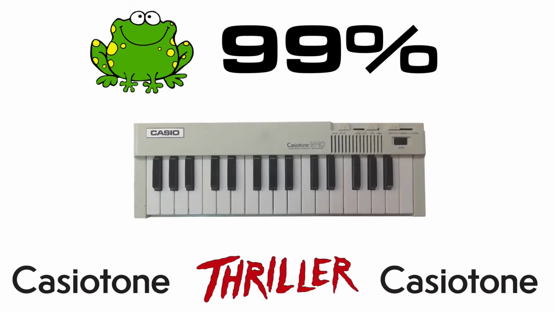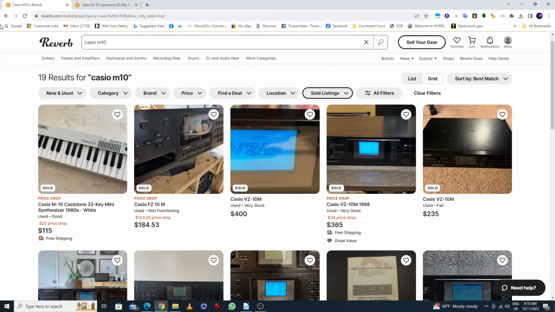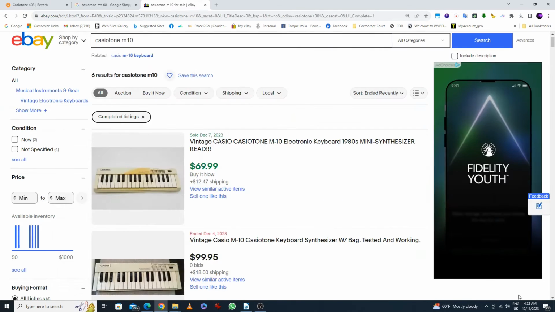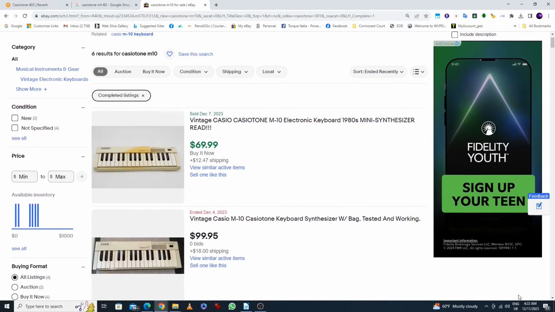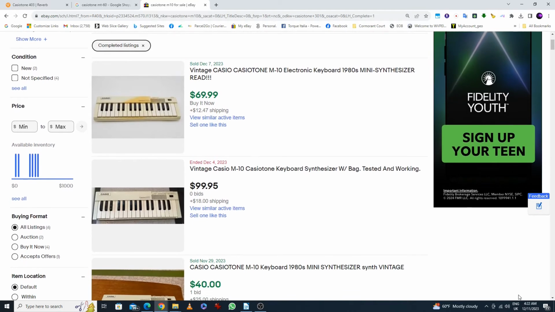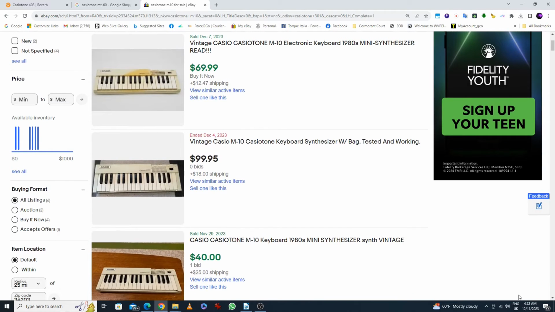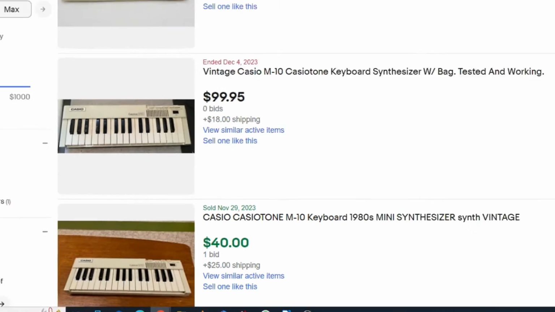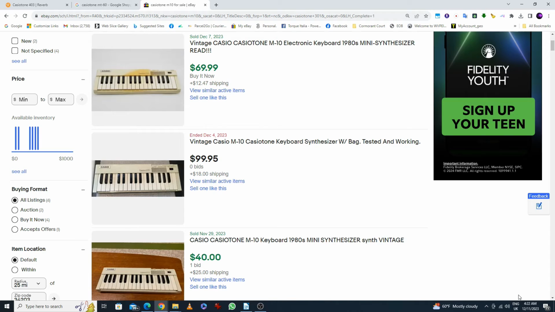Lastly, let's check out the M10. Reverb shows just a single sold listing at $115, and that also includes free shipping. Let's hop onto eBay and see what that shows us. 6 hits, 3 of which were actual M10 keyboards, and only 2 that actually sold, one for $70 and another sold for $40. So it appears that the M10 is also quite rare, but is by far the most affordable of the Frog models.